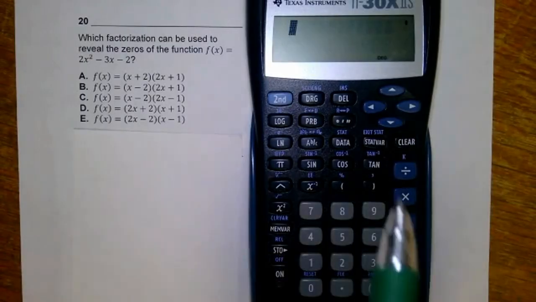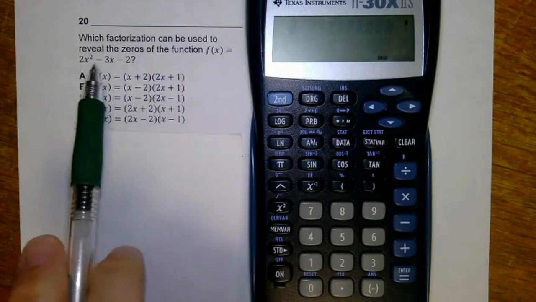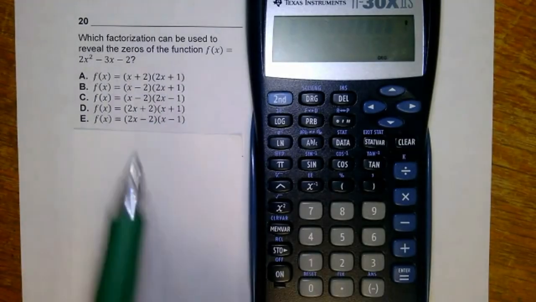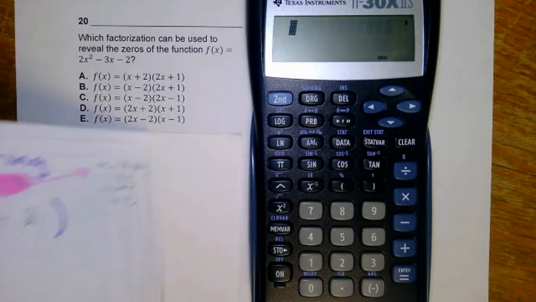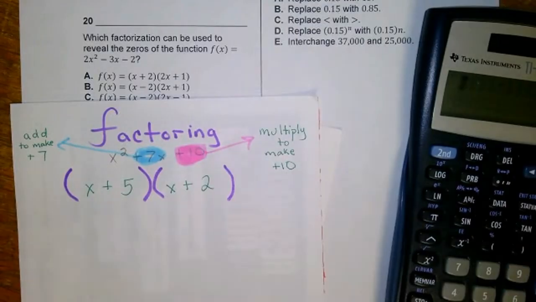Question 20 says, which factorization can be used to reveal the zeros of the following function? Factorization. I really want people to be comfortable with this idea called factoring. Factoring is going to probably happen on this test.